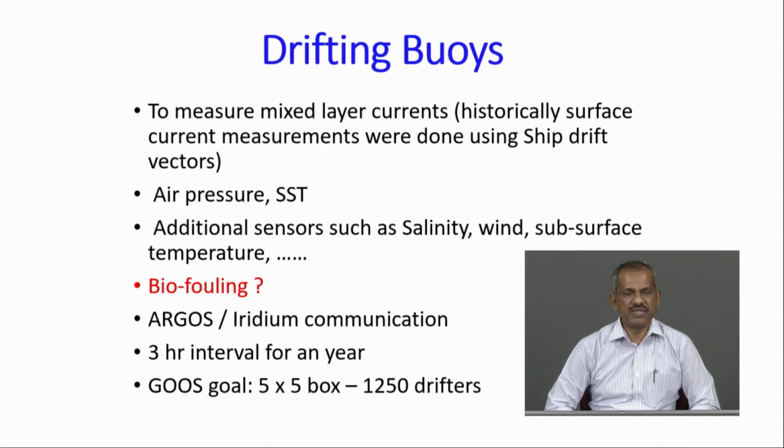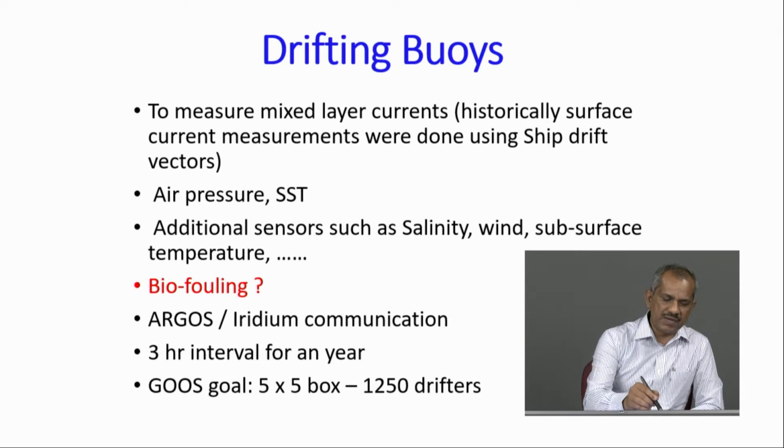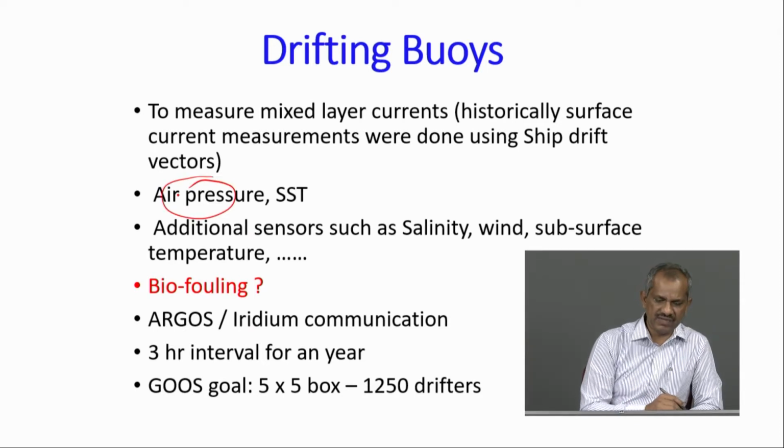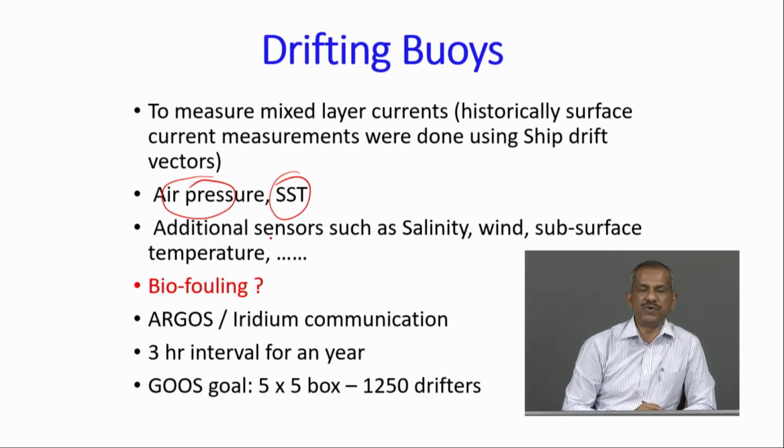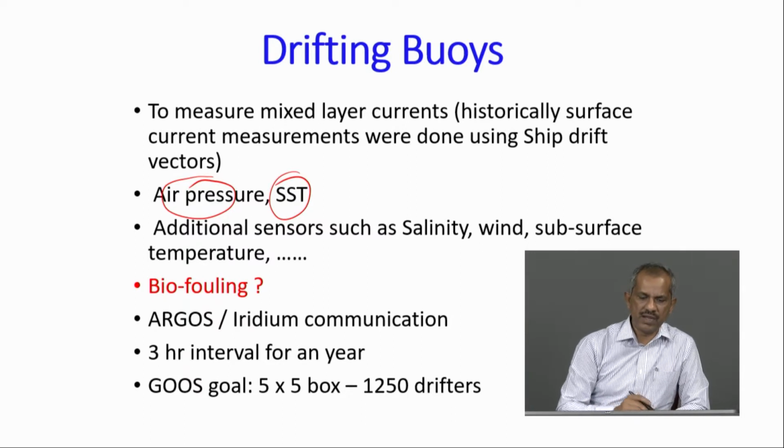The drifting buoy is basically the meteorologist and the oceanographer combined together. Air pressure is a very important parameter for the meteorologist, whereas SST is very important for the oceanographers. They joined together and devised a platform. It is a drifting buoy, and it also provides mixed layer current information. The important problem is biofouling. It communicates in real time using Argos and Iridium communications, transmitting to the shore stations hourly or every 3 hours.